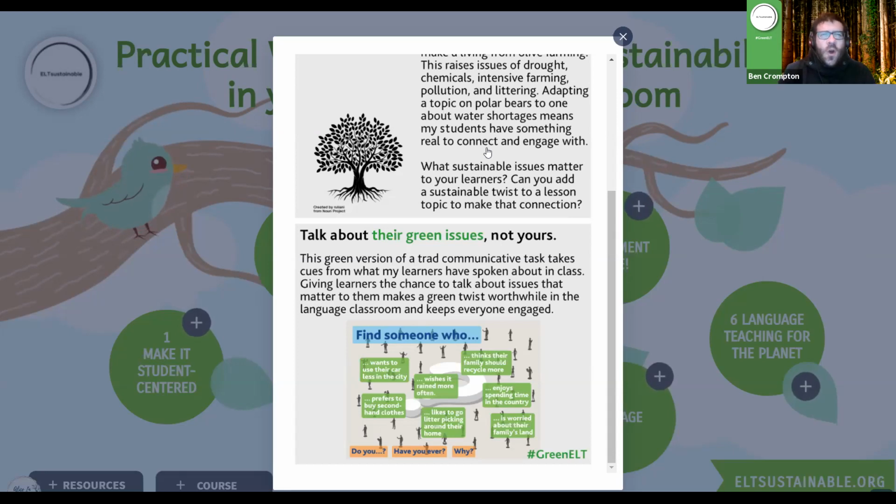So have you got a topic on food coming up? Well, then in preparation, have learners investigate the environmental impact of their favorite snack. Maybe you've just done a listening on clothes and appearances. Well, as a follow-up, ask students what they think about fast fashion or clothes pollution.